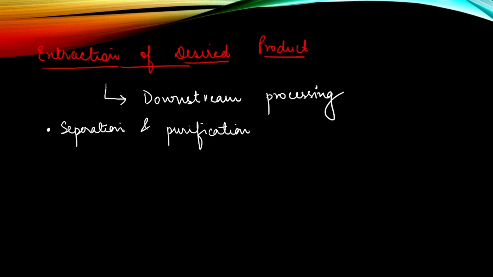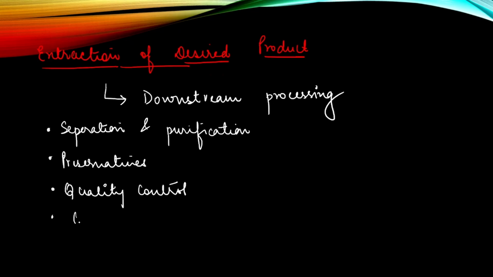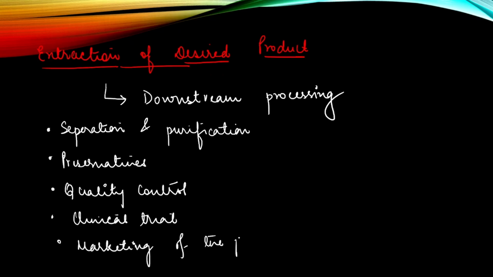And sometimes we also add preservatives, in case of foods, packet food also you can see, right? Then quality control, we check the quality of the product. Then we go for clinical trial and marketing of the product, right? Clear? So this is the entire process.